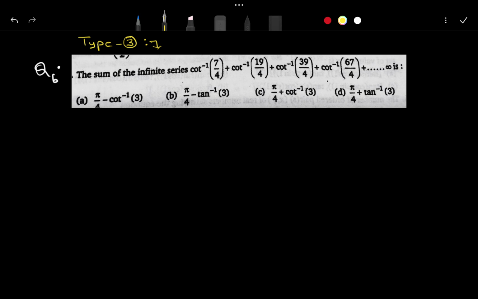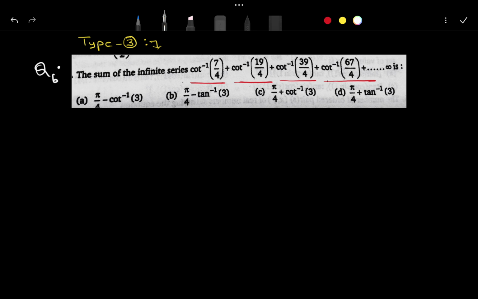Today we are going to discuss a few more questions in series type. So what is the given question in this one? That is cot inverse of 7 by 4 plus cot inverse of 19 by 4 plus cot inverse of 13 by 4 plus cot inverse of 67 by 4 plus and so on. We already discussed the same kind of question in previous lectures. So now what is the difference between the previous question and this question?